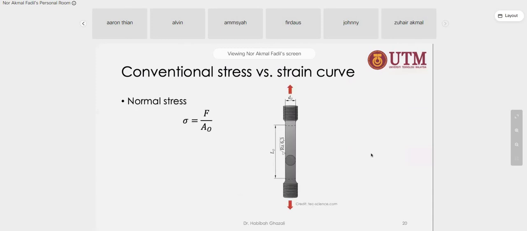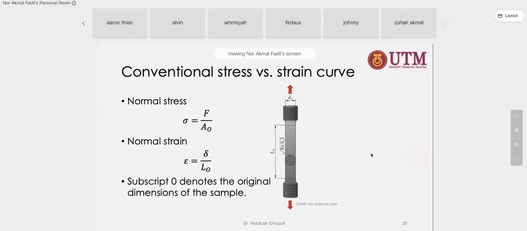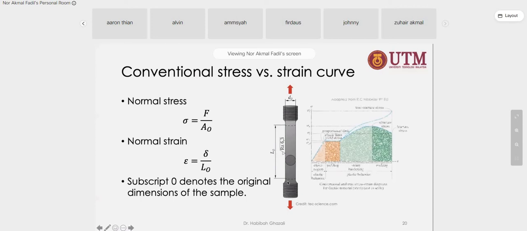So this is the equation to determine the stress. Okay, load divided by area, and the normal strain is the elongation delta divided by the original length L naught. This is the gauge. You will measure the distance. The elongation will occur between this length. So your measurement must be consistent from this point to this point.